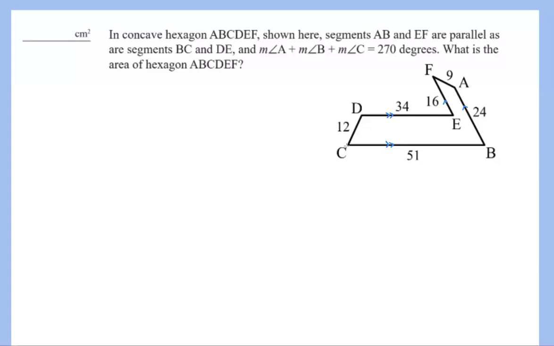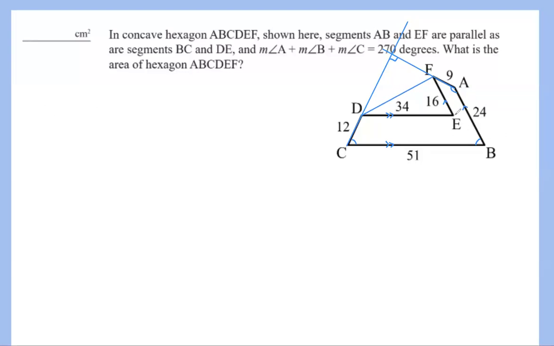So I'll try extending DE, as much as I need, and then AF as well. They will intersect at some point, and the intersection should be 90 degrees right here, because we know the angle A, angle B, and angle C add up to 270. So to get 360 it should be 90. That is a good promising point, because whenever you have 90s, it has a lot of power. So what I'm going to do is connect these two, because a right triangle is good to have.